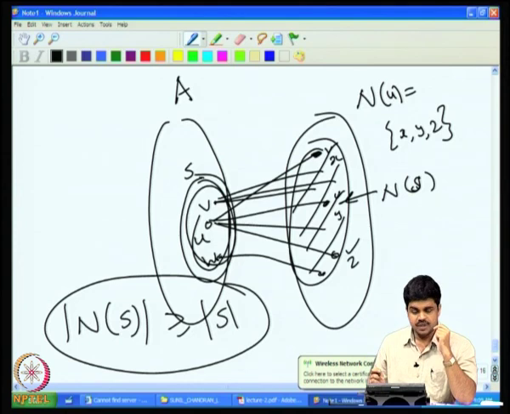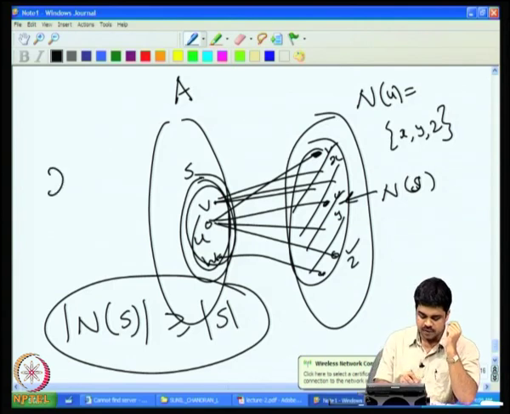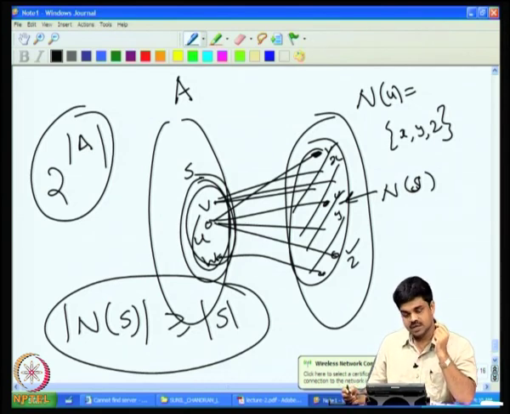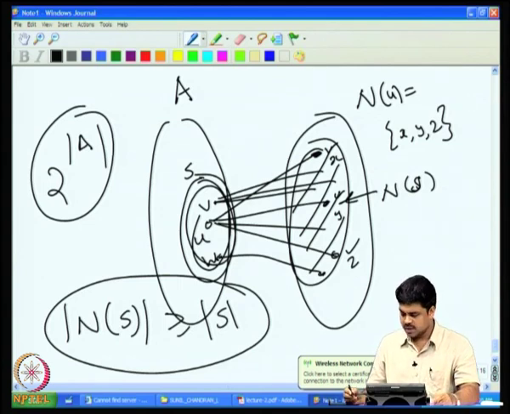Checking whether Hall's condition is satisfied or not may not be very easy, because how many subsets are there for A? Definitely 2 to the power |A| subsets are there, isn't it? Each of them you take and consider the neighborhood and count the number of neighbors and ask whether it is at least the cardinality of that particular subset. This may take exponential time, but sometimes it is very easy to check, as we see later in an example.